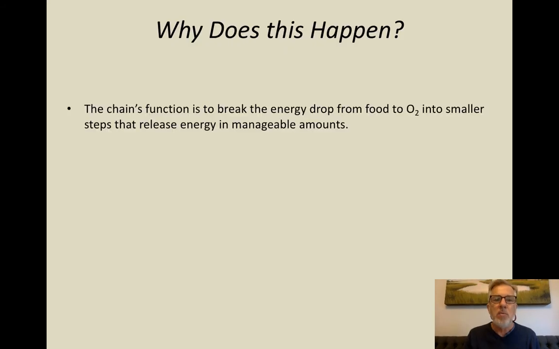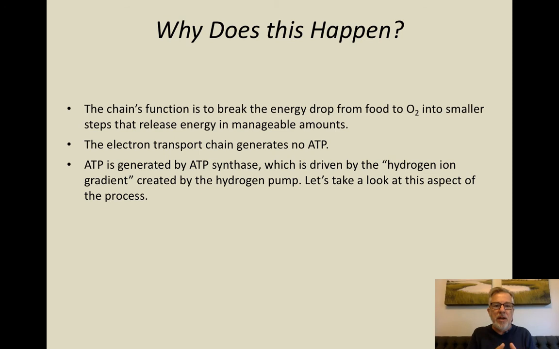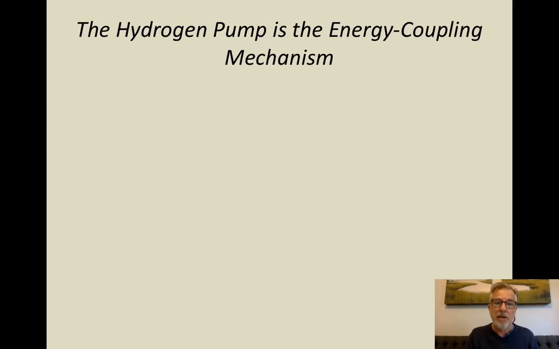So what's going on? Why does this happen? Well, the chain's function is to break the energy drop from the food to O2 into small steps that release energy in manageable amounts. The electron transport chain generates no ATP directly. The ATP is generated by an enzyme called ATP synthase, which is driven by the hydrogen ion gradient created by the hydrogen pump. So let's take a look at this aspect of the process, because this is still sounding confusing.